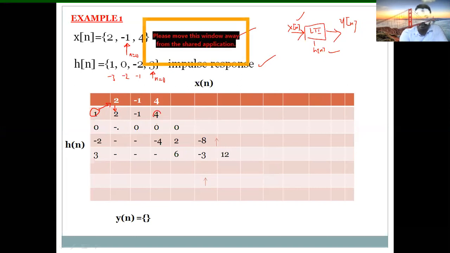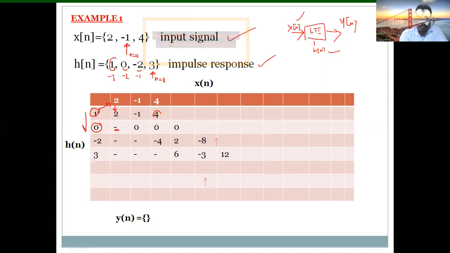Next, we jump by 1 space because we shift. Then multiply by this h of n. Here the next value of h of n is 0, right? We start from 1, then next is 0. We write 1, 0, minus 2, 3 here vertically. That's the impulse response on this side.